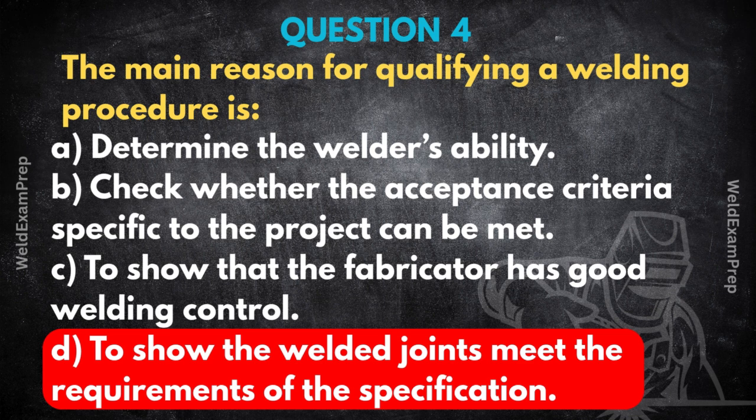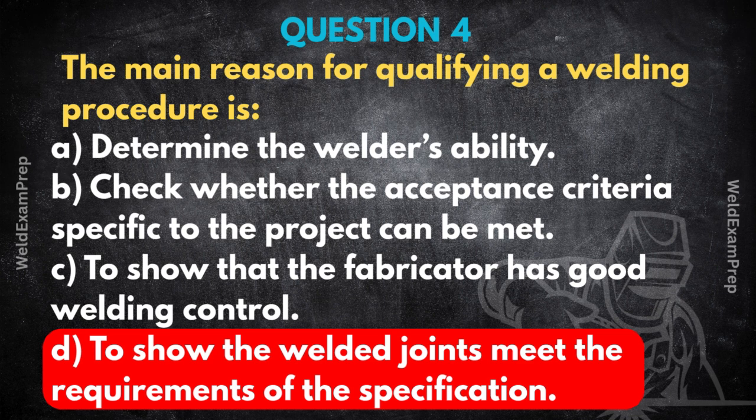What about B and C? Well, option B, meeting project acceptance criteria. Yes, the qualified procedure needs to ensure that, but meeting the specification, option D, is broader. It covers all requirements, not just the initial checks. So D is more comprehensive.